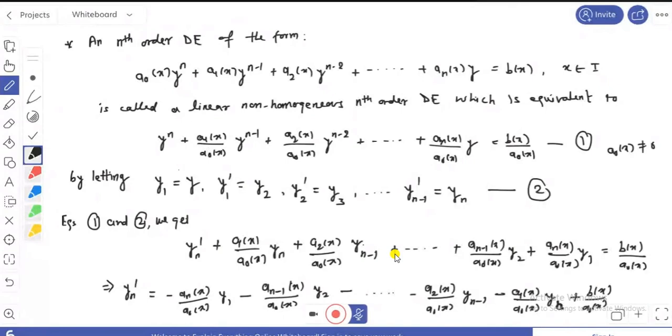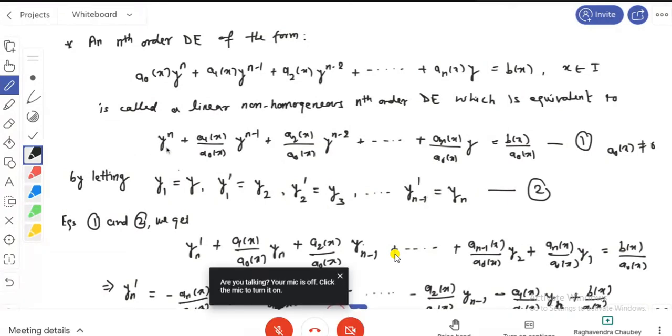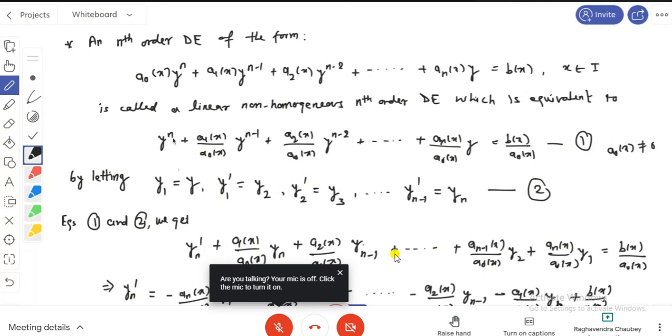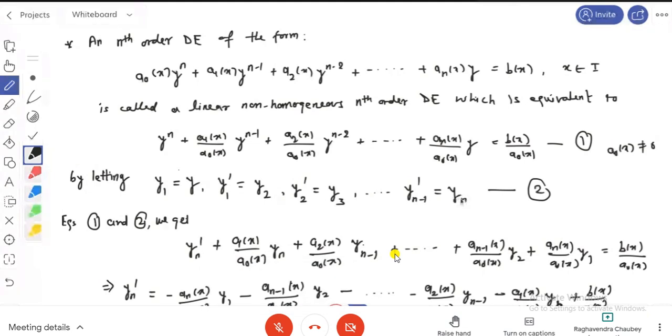Okay. From equations 1 and 2, if we assume y1 is y, and if we differentiate it, y1 prime equals y2, and if we differentiate y2, we get y3, and if we differentiate y3, it becomes y4, and so on. So here yn is the nth derivative of y. So this becomes simply yn prime. Is that clear?